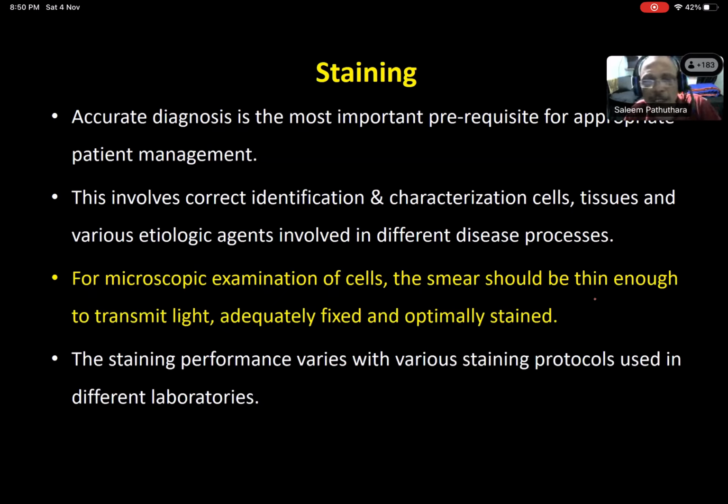Remember, a lot of material taken on a smear will not give you a correct diagnosis. It will in fact make a bad smear. So the material has to be very optimal, just a thin smear. The staining performance varies with the various staining protocols used in different laboratories. Every laboratory may have their own protocol.